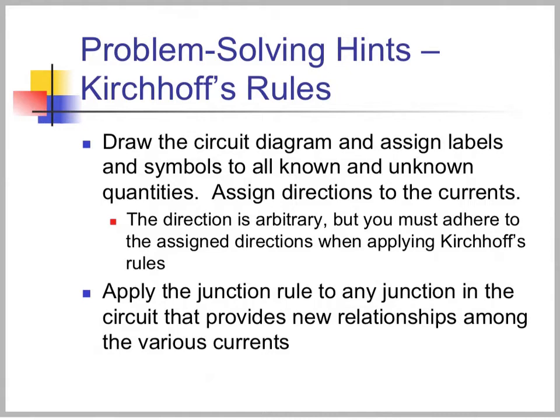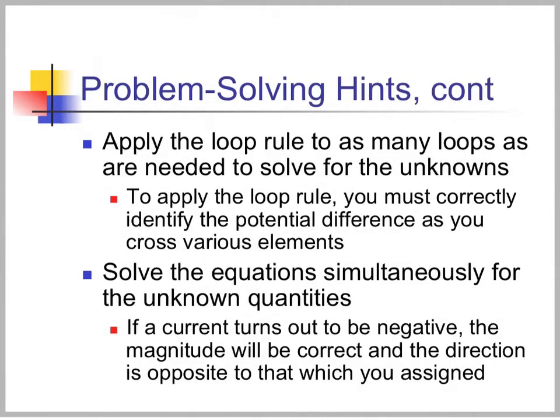So then we apply the junction rule to any junction in the circuit that provides new relationships among the currents. We next apply the loop rule to as many loops as are needed to solve for the unknowns. So to apply the loop rule, we have to correctly identify the potential difference as you cross the various elements in the direction that you cross them. And then once we have those equations, we solve the equations simultaneously for the unknown quantities. Again, if a current turns out to be negative, the magnitude will be correct, and the direction is just opposite of the direction you drew in your circuit.